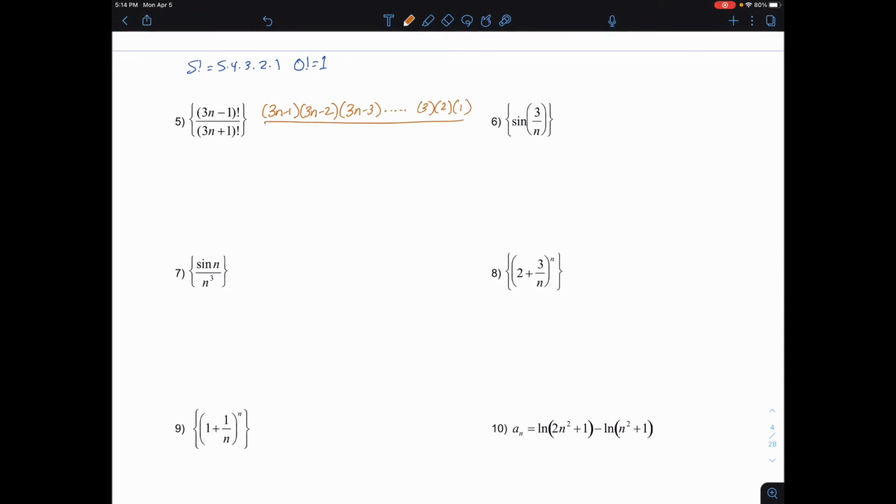All right, now what's happening in the denominator? I have 3n plus 1. I'm going to subtract 1 from that. I'm going to have 3n. I'm going to subtract 1 from that. I'm going to have 3n minus 1. And subtract 1 from that and 3n minus 2. And maybe I'll do the next one so you can see it. And then I'm going down to 3 and 2 and 1.